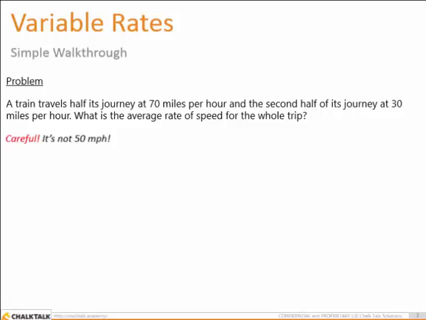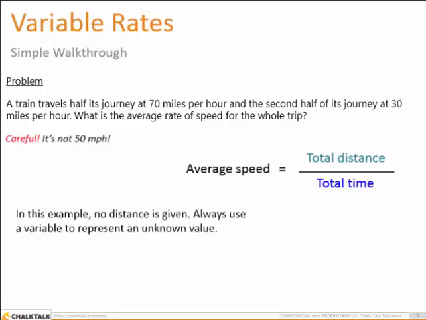Wrong. The reality is that the train is traveling the same distance at 70 miles an hour as it is at 30 miles an hour. So it travels at 70 miles an hour for a much shorter amount of time than at 30 miles an hour. You will notice that we want to find the average speed, and given the equation average speed equals total distance divided by total time, it seems like we don't have enough information to solve this problem, because they don't give us total distance or the total time.